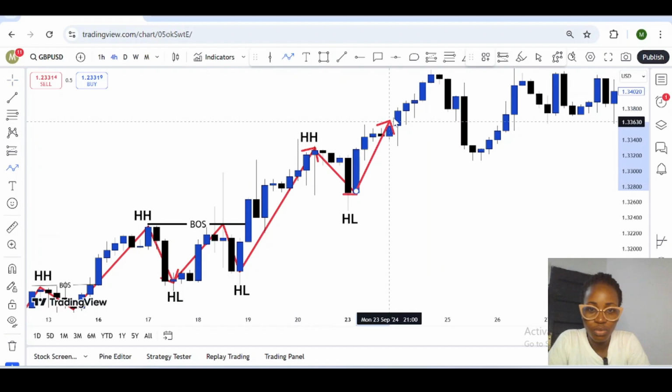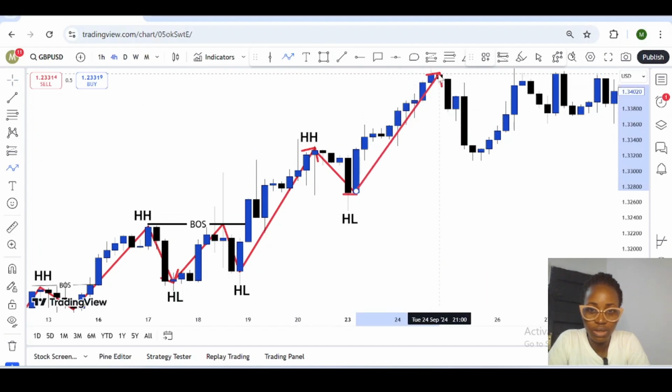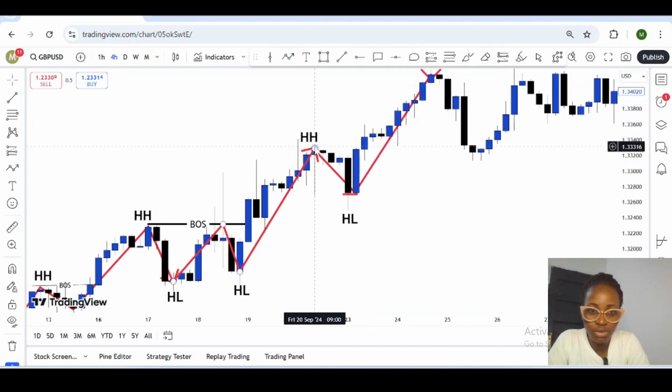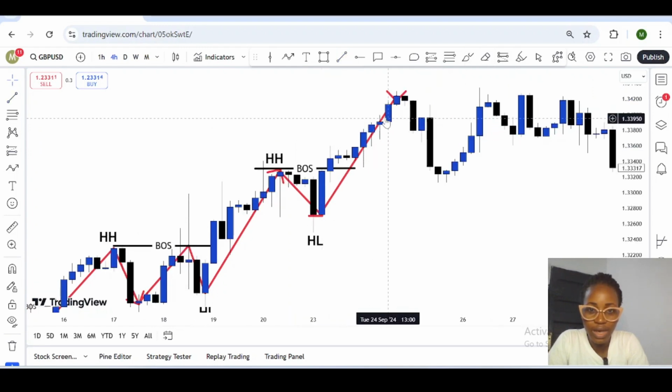From here, we have another push to the upside here. Price has broken out of this recent higher high. Okay, so each time price breaks a recent higher high, we have what is called a break of structure. After a higher high, which is a continuation leg, we should be expecting a pullback, right? After a continuation leg, the next thing we want the market to do is to give us a pullback.